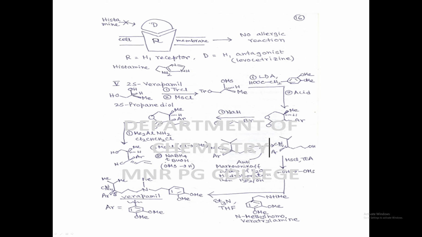That is this compound. It's a 5-membered lactone with two chiral centers on side-by-side carbons. One is coming from the starting compound, 2S-propanediol, and another one we are creating by cyclization and alkylation.